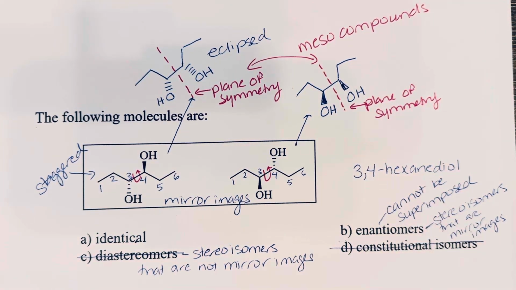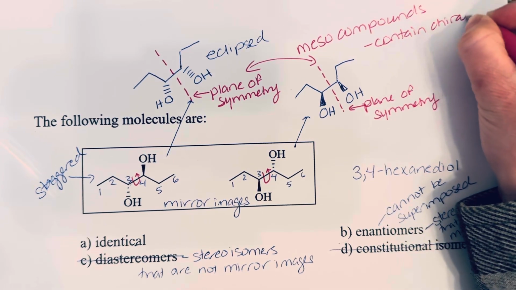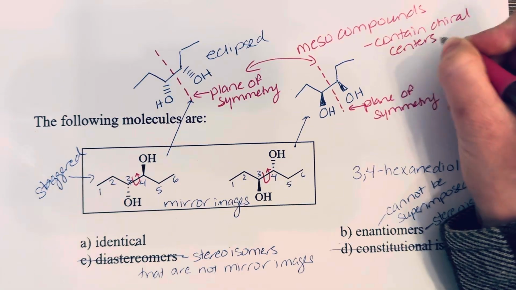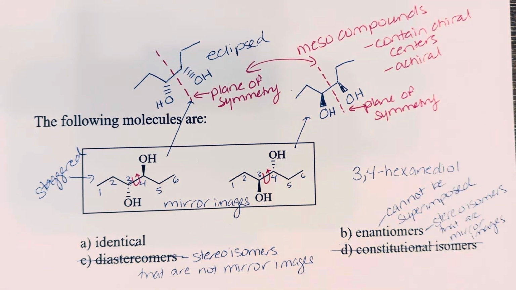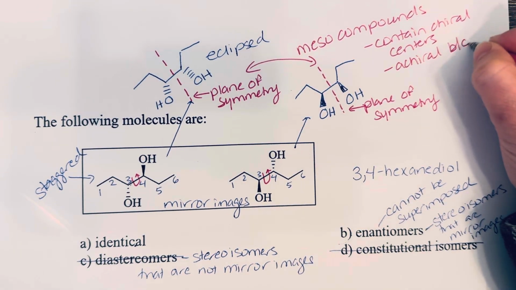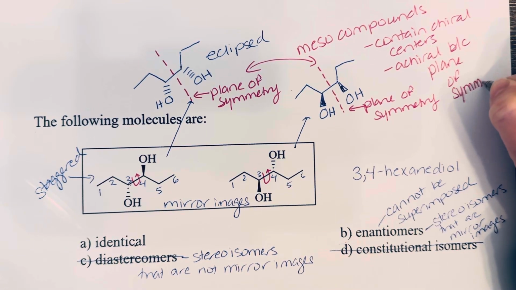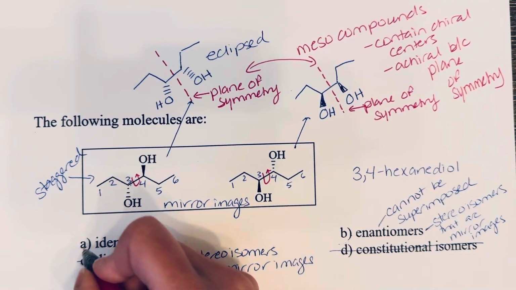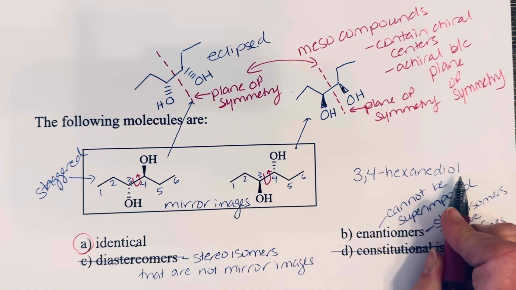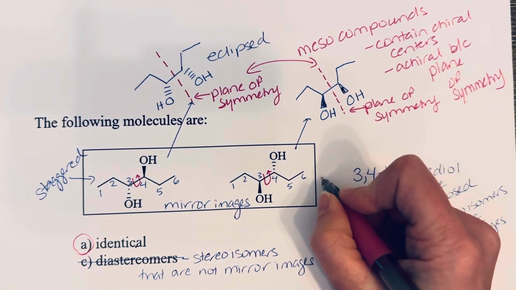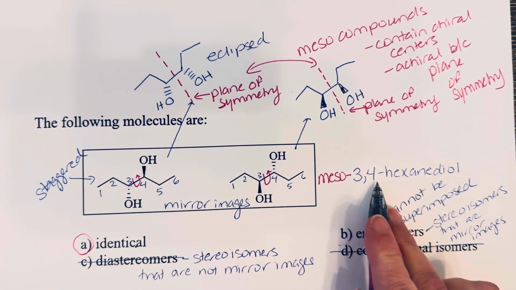Meso compounds contain chiral centers, but they are achiral, or not chiral, because of an internal plane of symmetry. So what this means is that these two molecules are actually identical. If we wanted to finish off our name, instead of having R,S in the front, we would indicate that this is a meso compound. So it would be meso-3,4-hexane diol.